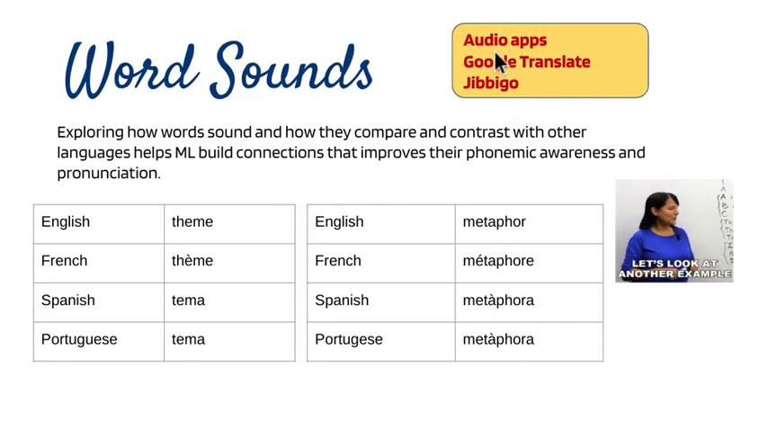You have audio apps for when our students are on their own and they don't have someone to read out loud to them. They can use the Google Translate app or the Jibigo app, an offline audio app that they can have on their phone, where they can hear the pronunciation of different words.